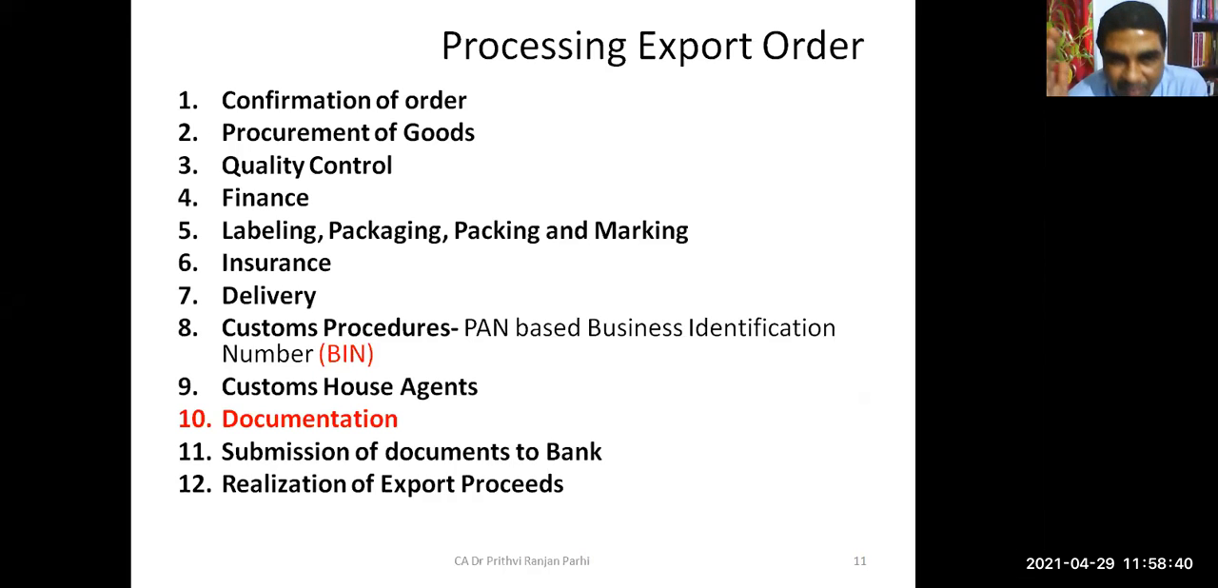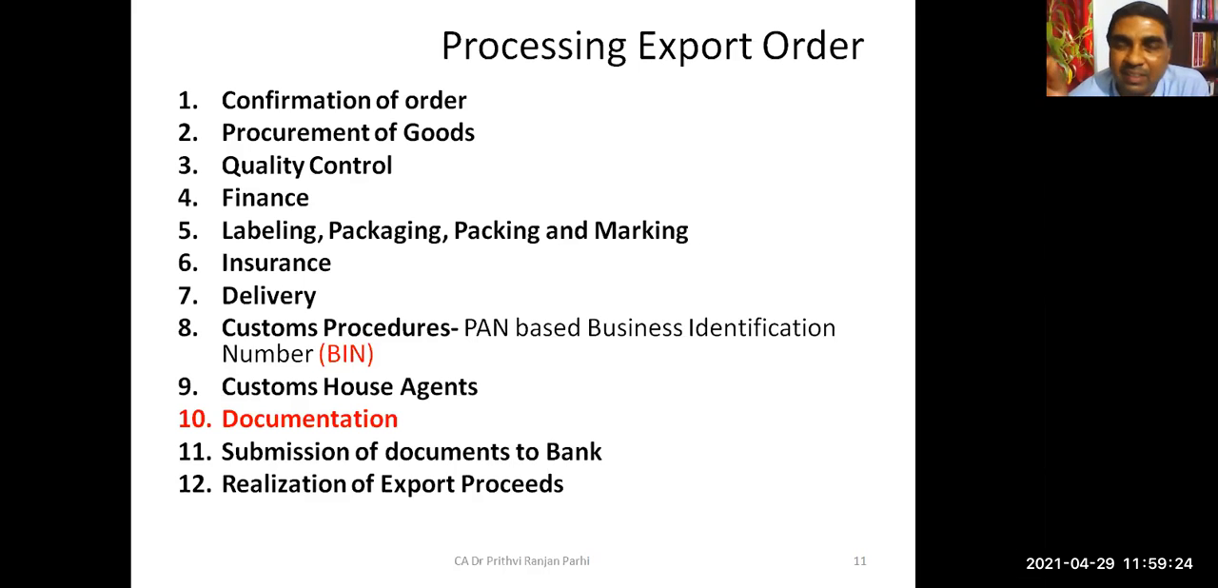But when processing the export order, this detailed process needs to be followed. First of all, confirmation of the export order. When the order has come, one has to minutely check whether it is a genuine order or not. One may procure goods as per the requirement of the order. Quality control is important. Export market is different from domestic market, so quality control aspects need to be looked into very carefully. Finance aspects: various financial institutions give finance before shipment and post shipment, so one may think of arranging finances.